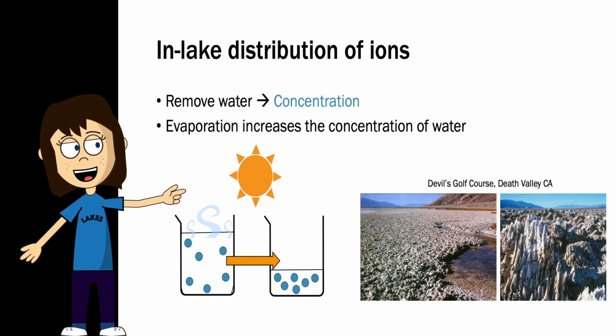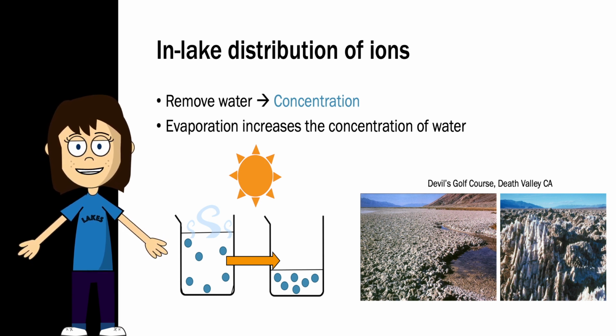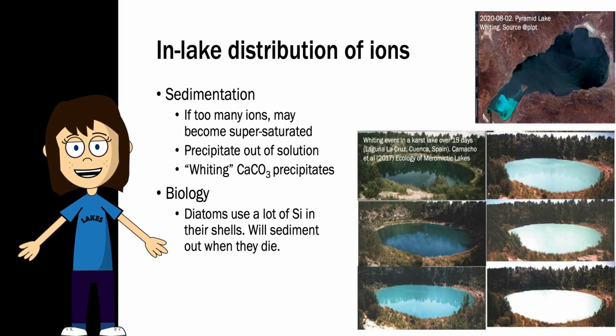And this occurs through evaporation, because evaporation is the phase shift from pure water to pure gas and does not involve any of the dissolved substances we find in water. So in areas of high evaporation, like the desert southwest in the United States, we tend to find higher natural ion concentrations in lakes. Ions can also be removed from lakes through sedimentation.